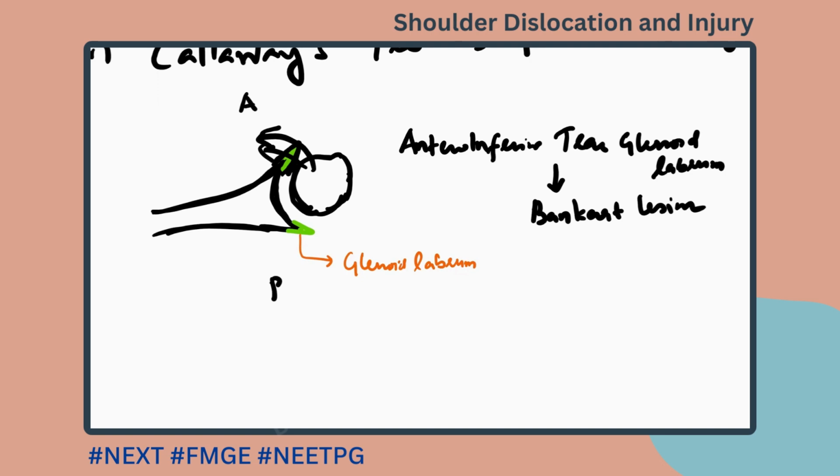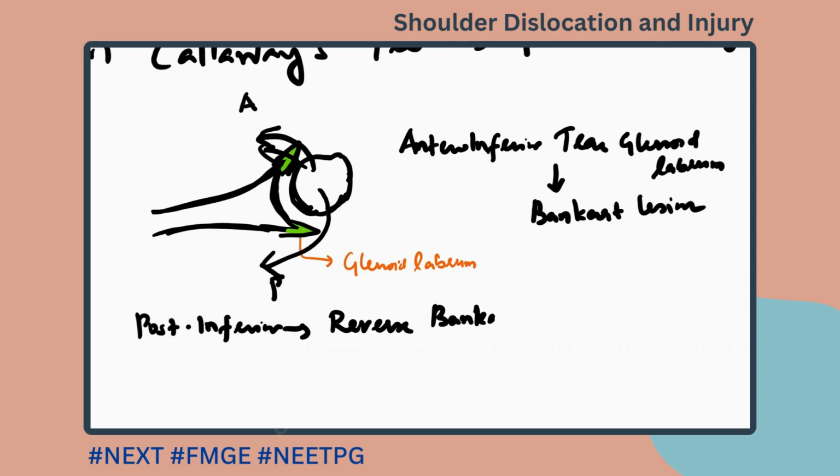Just at this junction, we'll discuss one more thing. If the head of the humerus dislocates posteriorly, what is that dislocation called? Posterior dislocation. Now, when it dislocates posteriorly, this part of the labrum gets torn off, that means the postero-inferior portion. Then that lesion is called reverse Bankart lesion. Reverse Bankart lesion is seen in which dislocation? Posterior dislocation. Bankart lesion is seen in which dislocation? Anterior dislocation. Very simple.